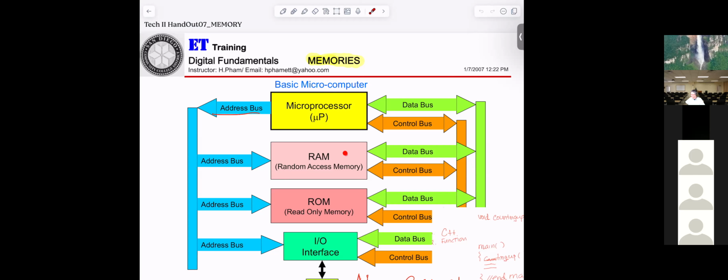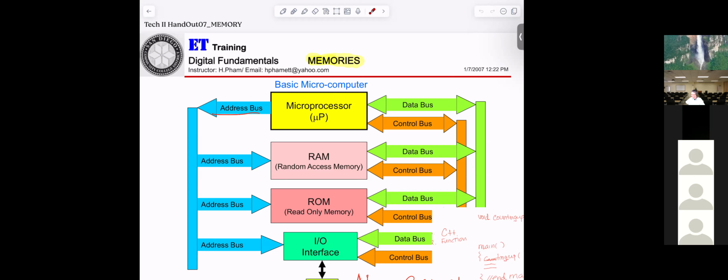And the next one, they're talking about the random access memory. That's the memory. That's what we're learning today. Okay. The next one will be ROM, basically read only memory. And the last one, IO, input output device.